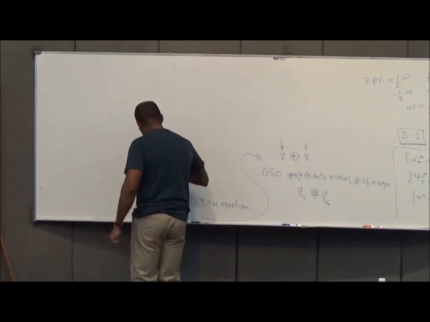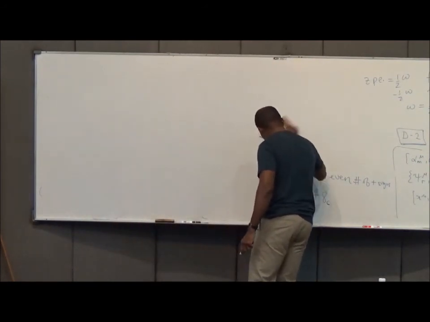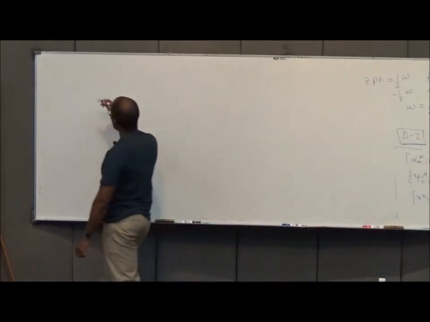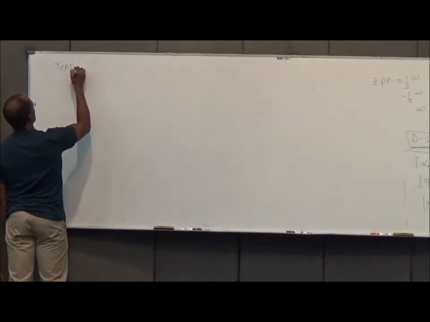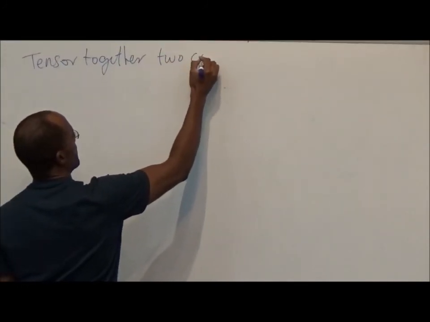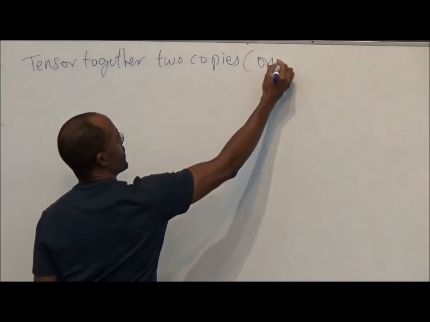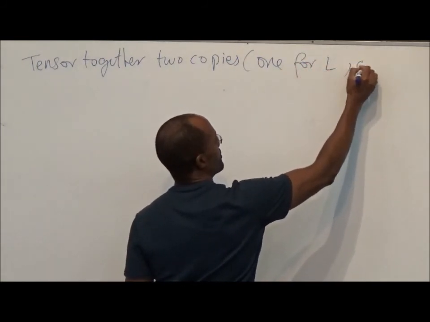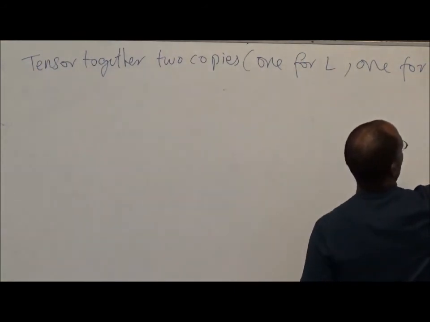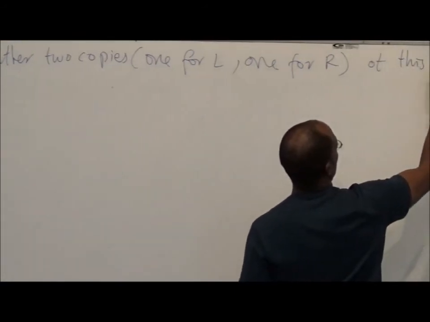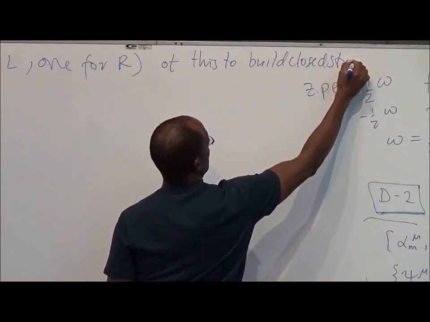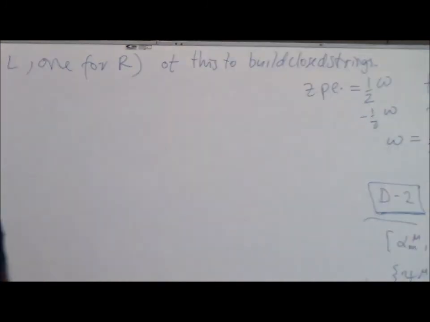So this is where you get the language that you'll see a lot in the literature, right? So tensor together 2 copies, 1 for left, 1 for right, of this to build closed. Okay, so let's just do it.